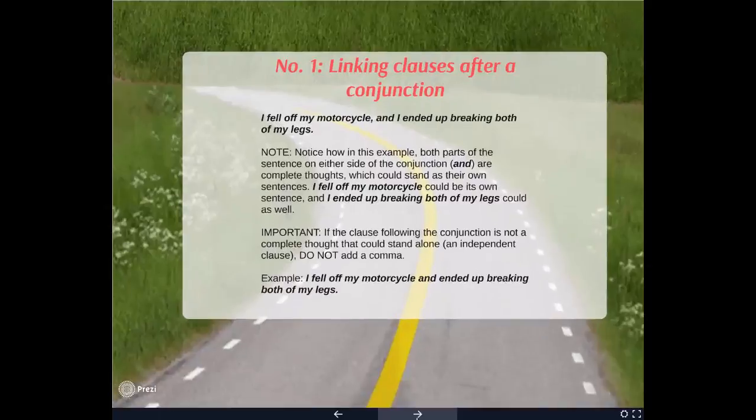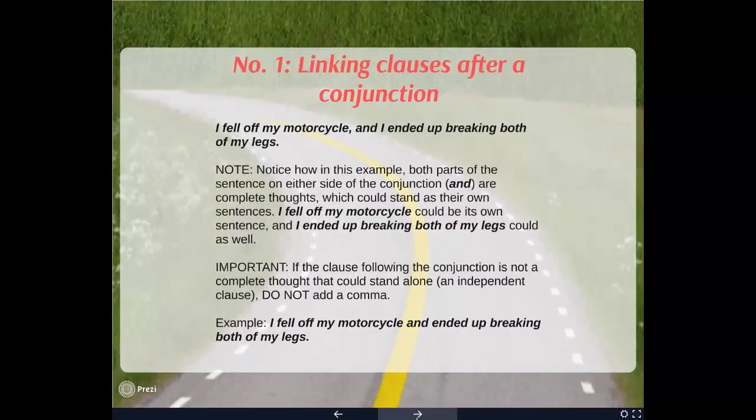legs. Now it's important to note that what comes on either side of the comma and conjunction in this particular example are complete thoughts. A complete thought would require at the very least a subject and a verb. I fell, for instance, but often also an object. I fell off my motorcycle. I ended up breaking both of my legs. Both are complete thoughts. However, if the clause following the conjunction is not a complete thought that could not stand alone as a complete sentence, don't add that comma.